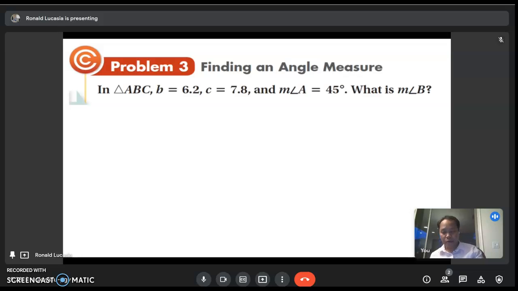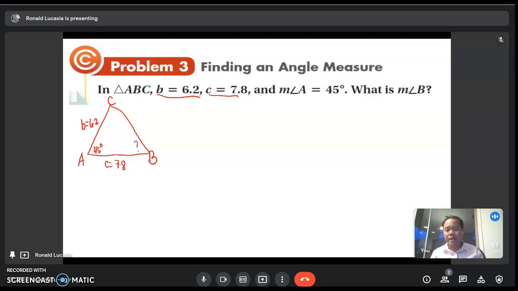Draw the diagram. So we have here triangle A, B, and then C. So side B is 6.2. This is B, opposite to angle B. Side C is here, opposite to angle C. And the measure of angle A is 45 degrees. What is the measure of angle B?